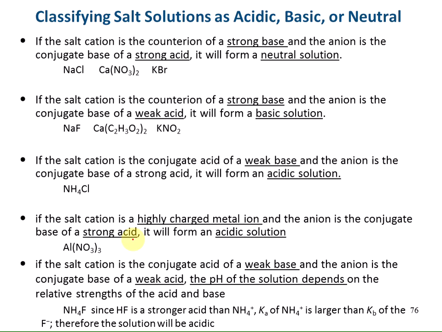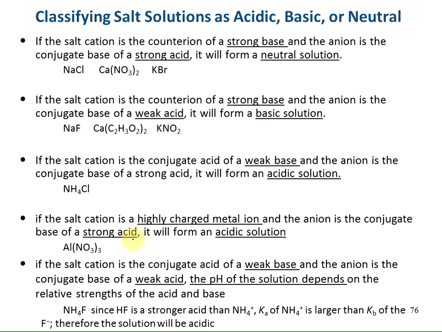If the salt cation is the conjugate acid of a weak base and the anion is the conjugate base of a weak acid, the pH of the solution depends on the relative strengths of the acids and bases. So remember, if you had two strong things, a strong acid and a strong base that form the ions, it produces a neutral salt. But if you have both the weak acid and the weak base, you've got to figure out which one's stronger. So let's look at ammonium fluoride as an example.